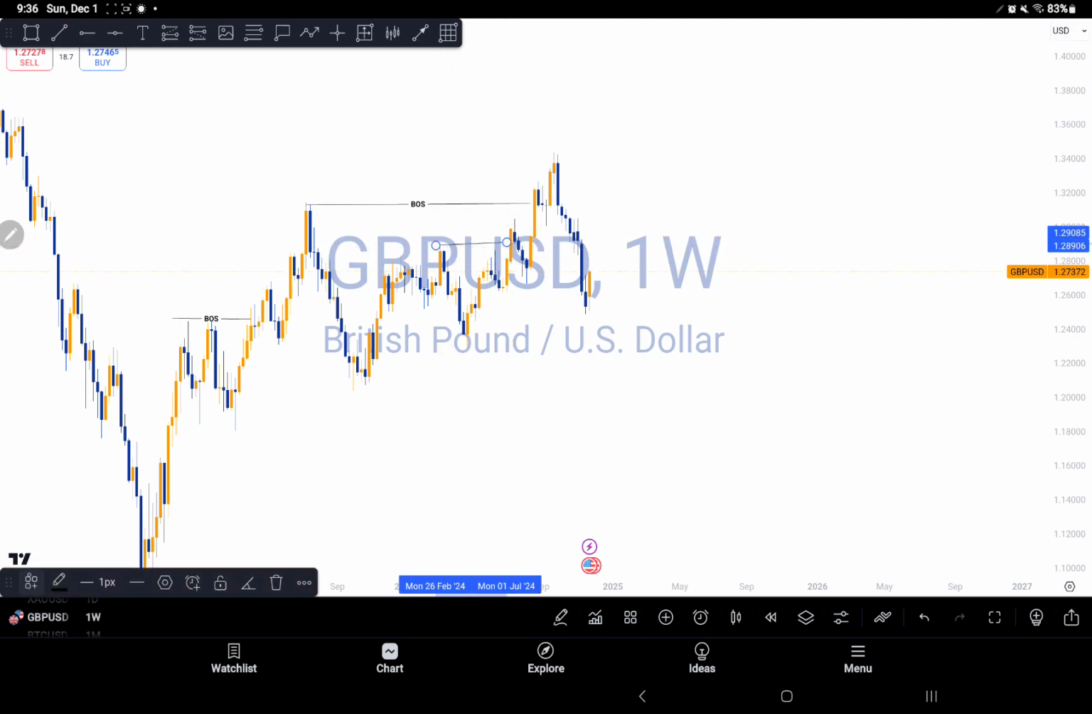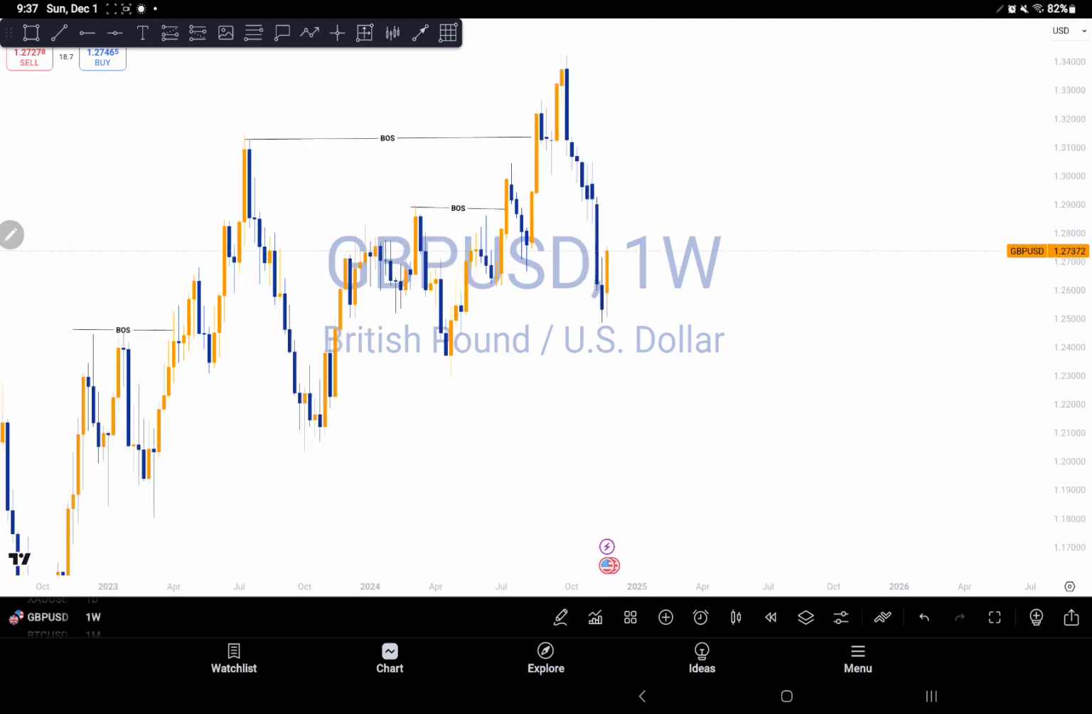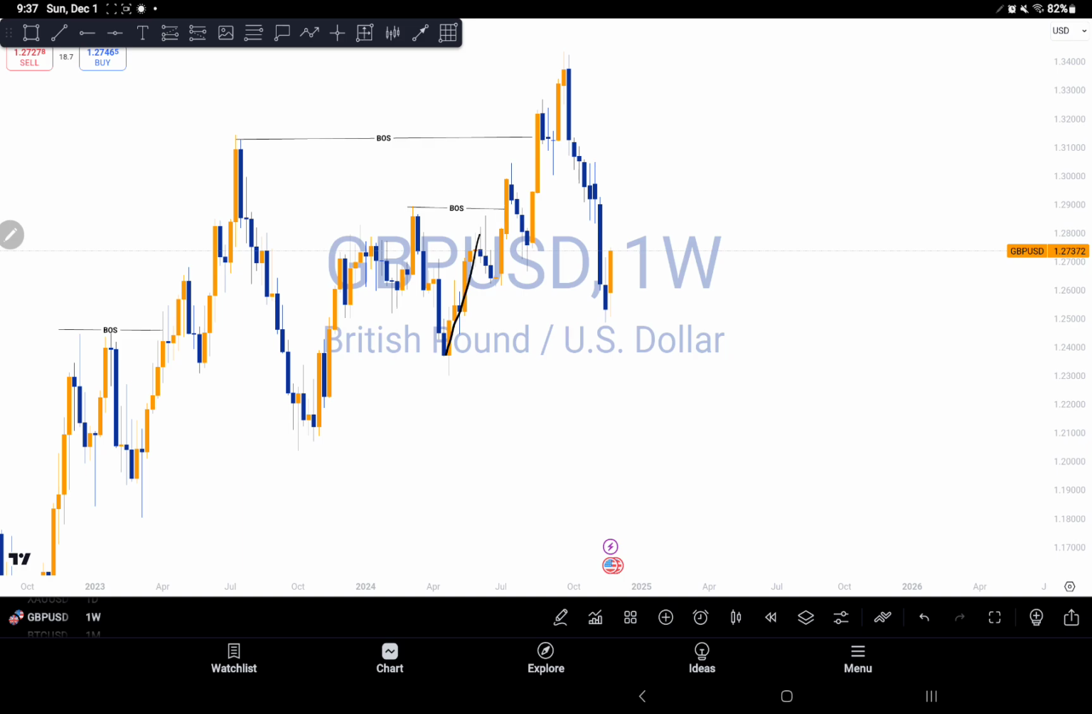right here. So we can see that this was the reaction that made it break the structure right here. So this became invalid. This other one also became invalid right here, because we can see that we had a change of character here. Because we're still on kind of a downtrend, I think if you come from here to here, it's reacting around that area right now.